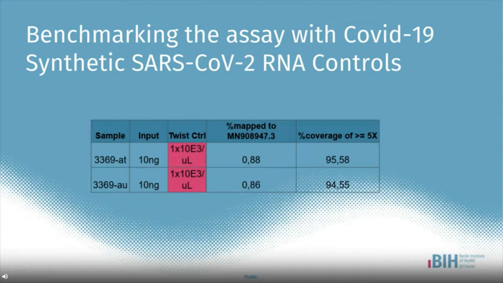Thank you, Randy. In order to validate our automated workflow for SARS-CoV-2 genome sequencing, we've utilized the synthetic SARS-CoV-2 RNA controls from Twist Biosciences. At the input of 10 nanograms and as little as 10 to the power of 3 viral sequence copies, we could still cover more than 94% of the coronavirus genome with the coverage of at least 5 reads.